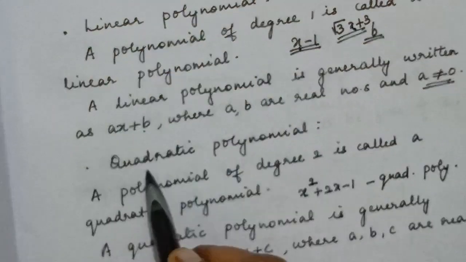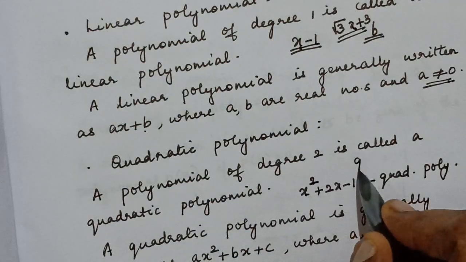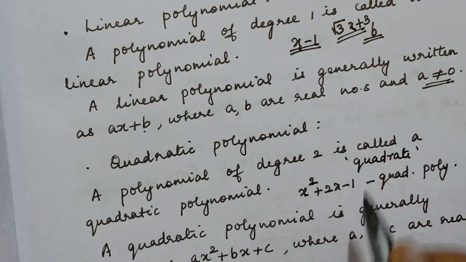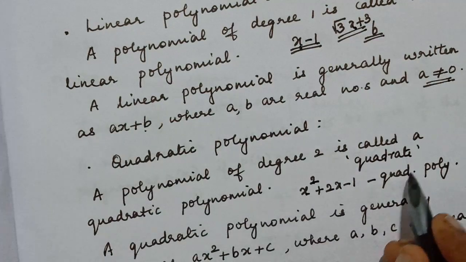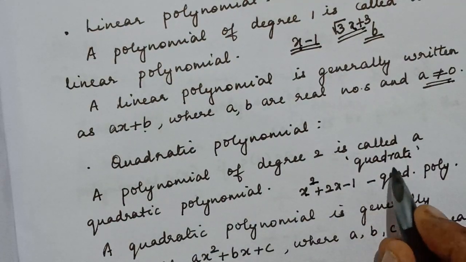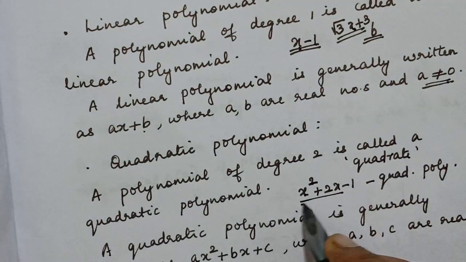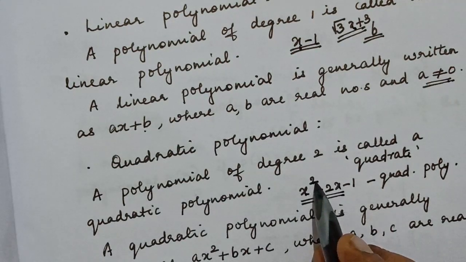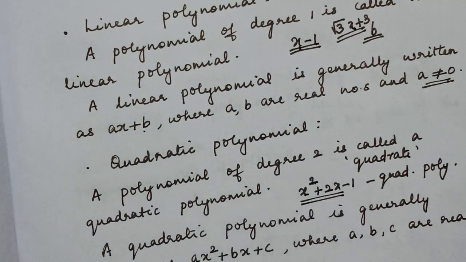The name quadratic has been derived from the word quadrate, which means square. Just keep it in your mind. The word quadratic has been derived from the word quadrate, which means square. So this is a quadratic polynomial. Why? Because its power is 2. Highest power of this polynomial is 2.